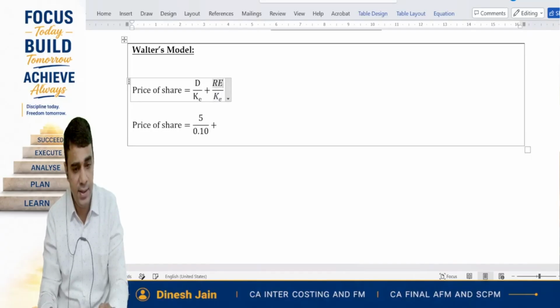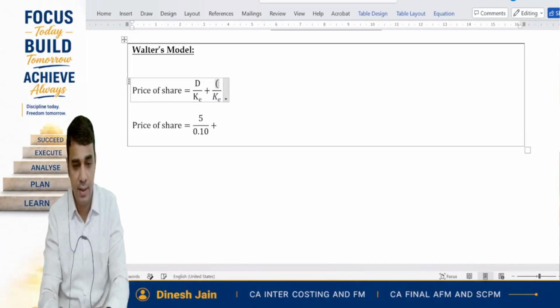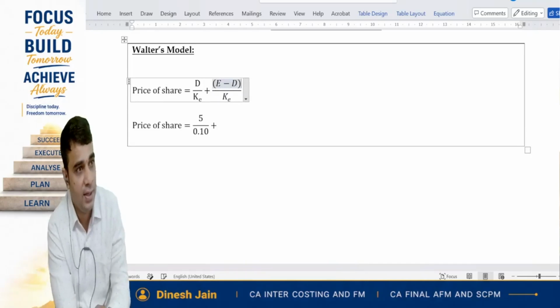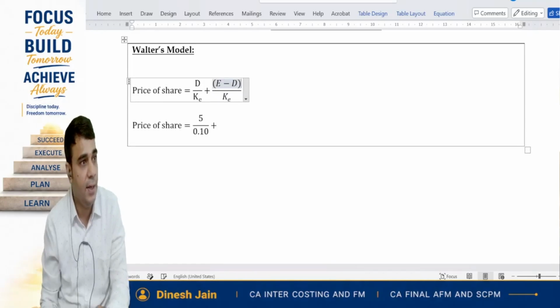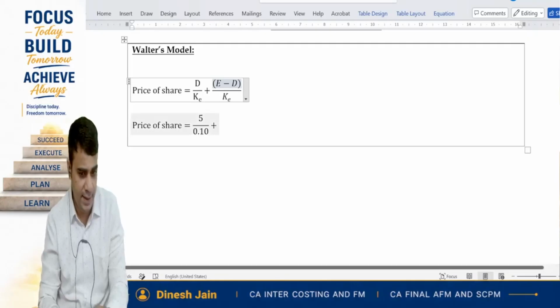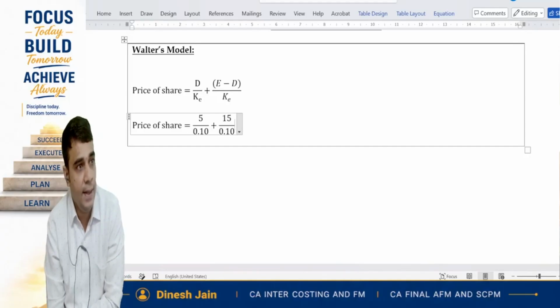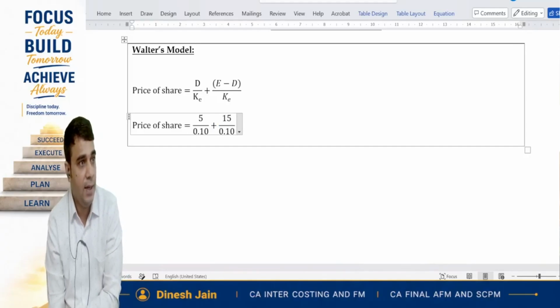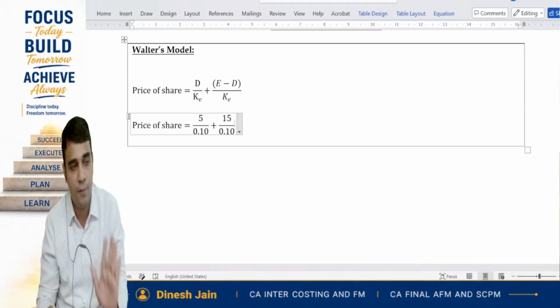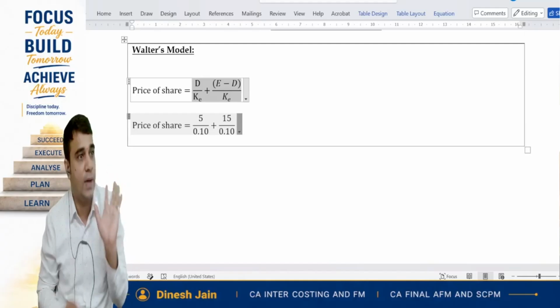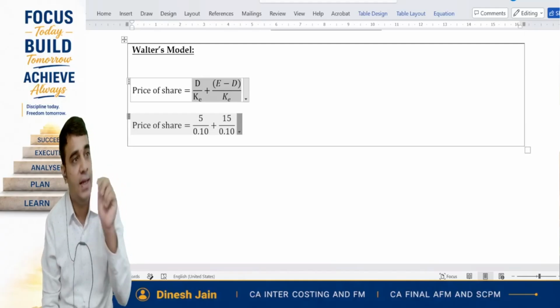What is retained earnings? Retained earnings is technically nothing but E minus D. E is the earnings per share, D is the dividend per share. So 5 by 10%, 15 by 10%. The formula is not exactly this, there are some changes. If you add this together, will D and D get cancelled?